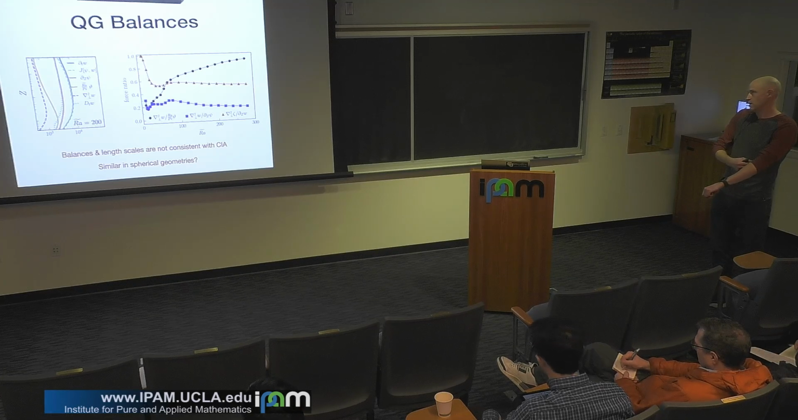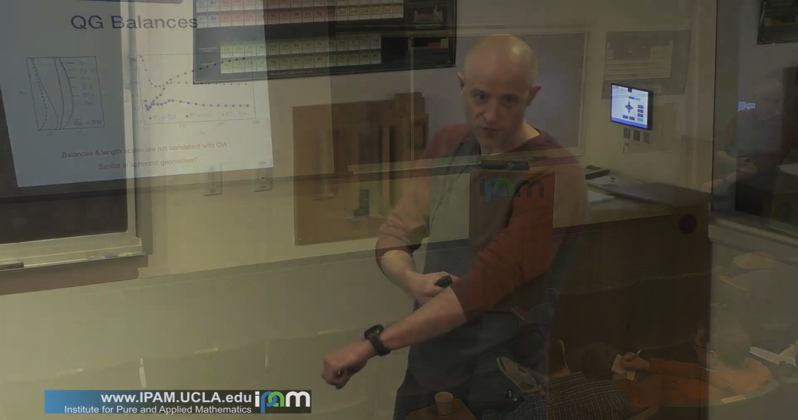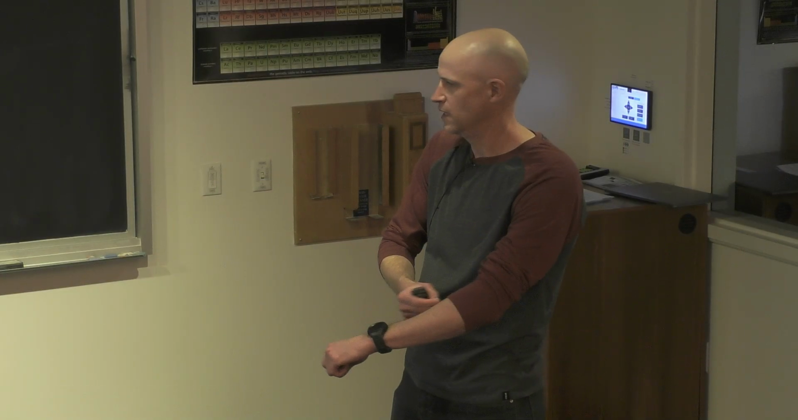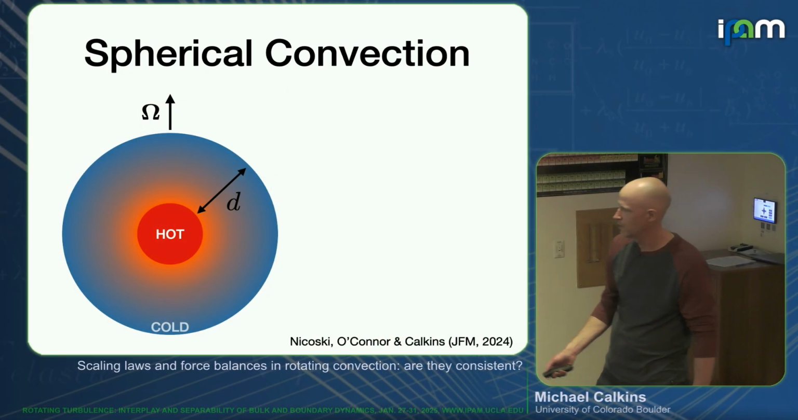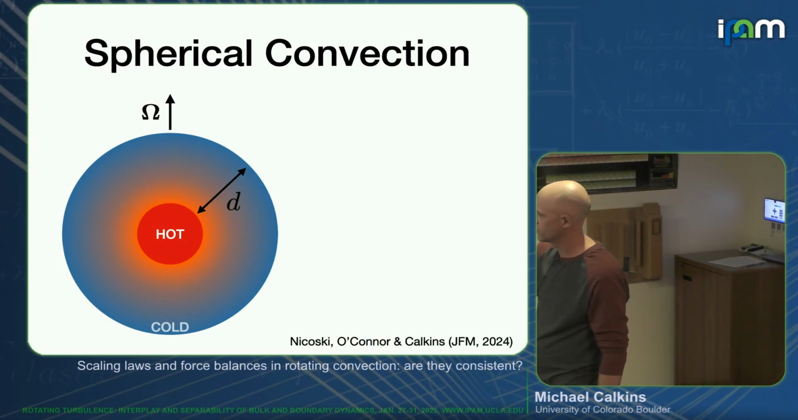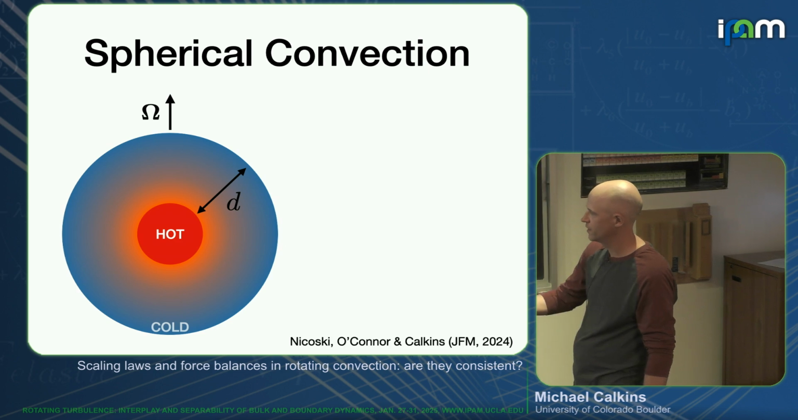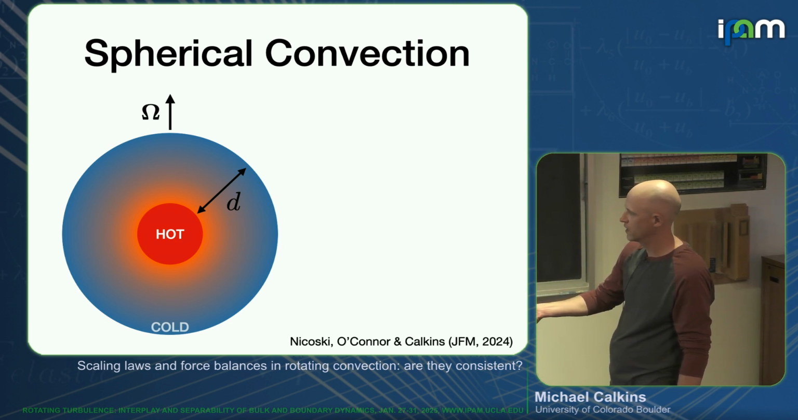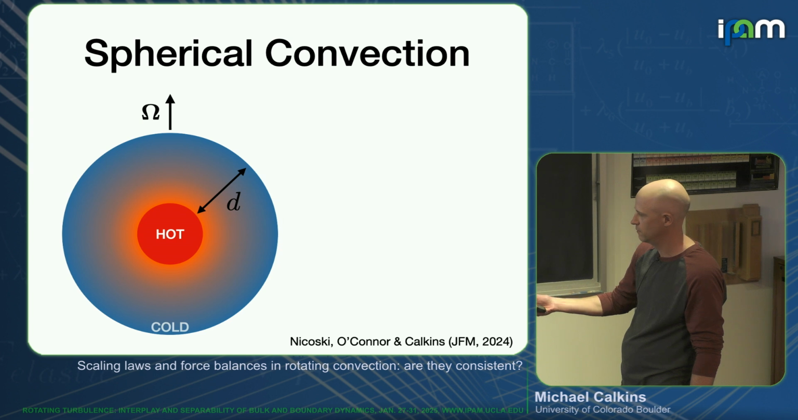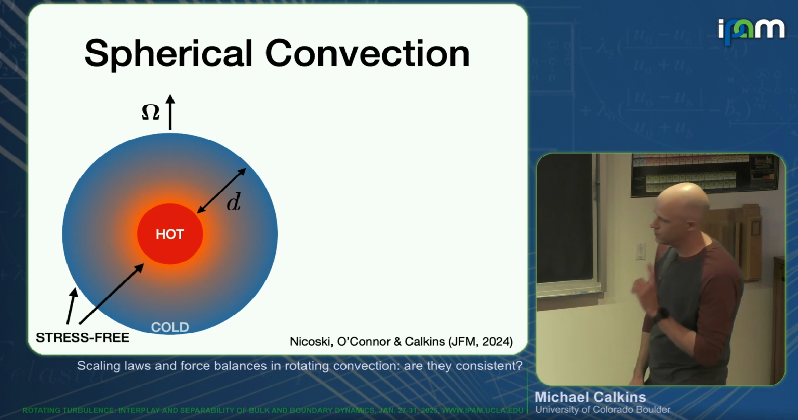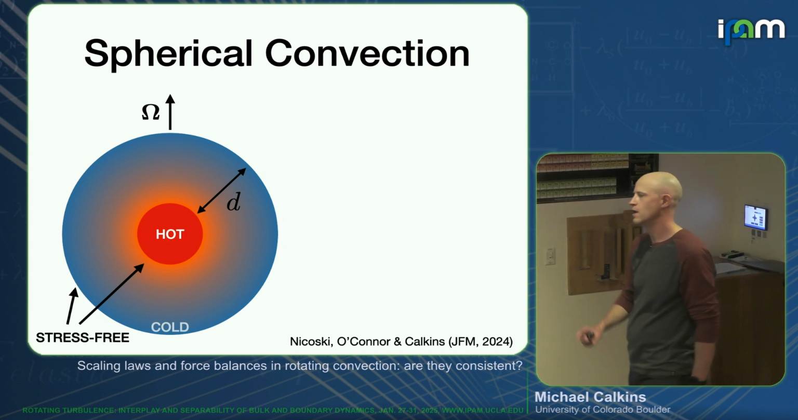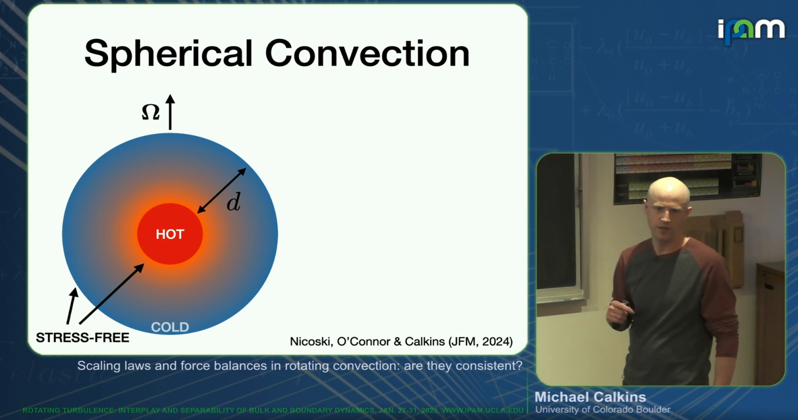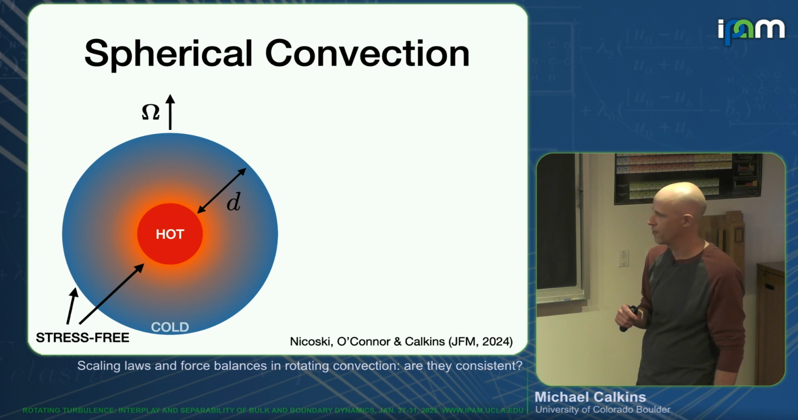Long story short, you observe very similar behavior in the sphere. So here's our setup, and these results are all summarized here. We have a rotating spherical shell, hot interior, cooled exterior. We also use stress-free boundary conditions because we're also interested in understanding the amplitude of the zonal flows that you get in this system and how those scale with our input parameters.